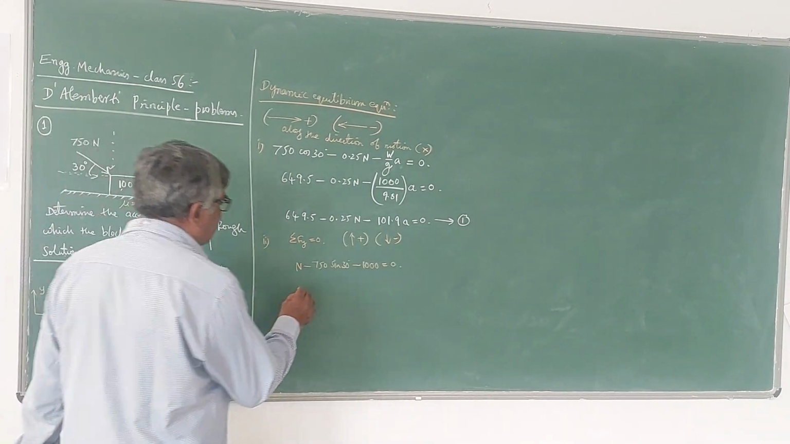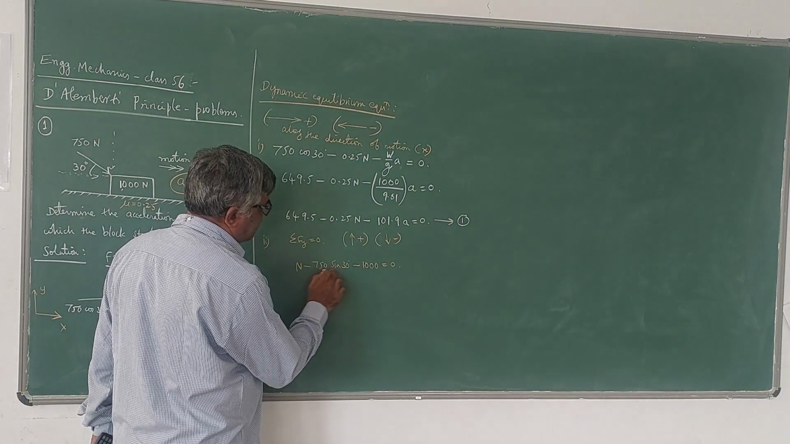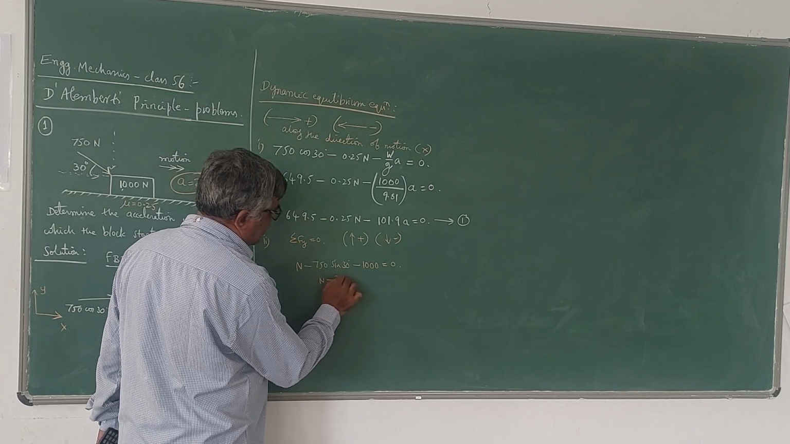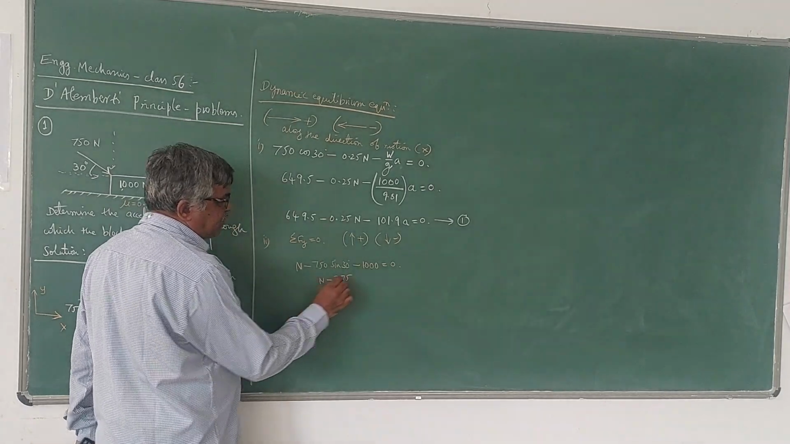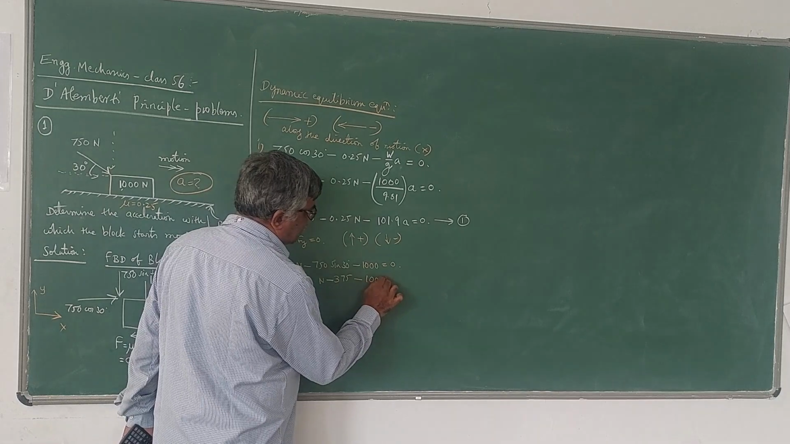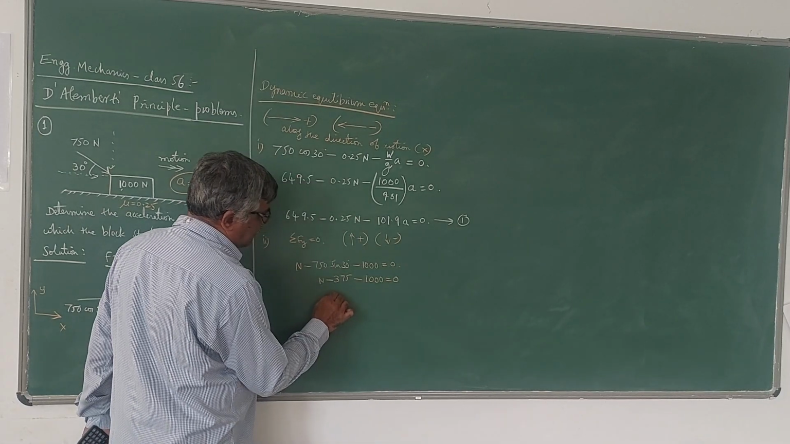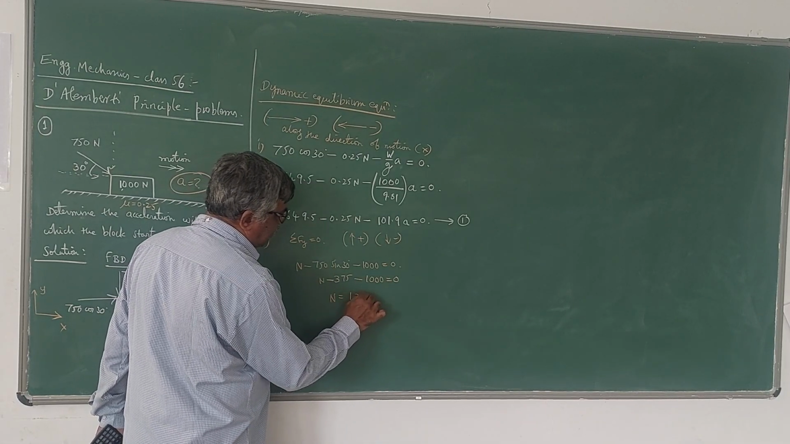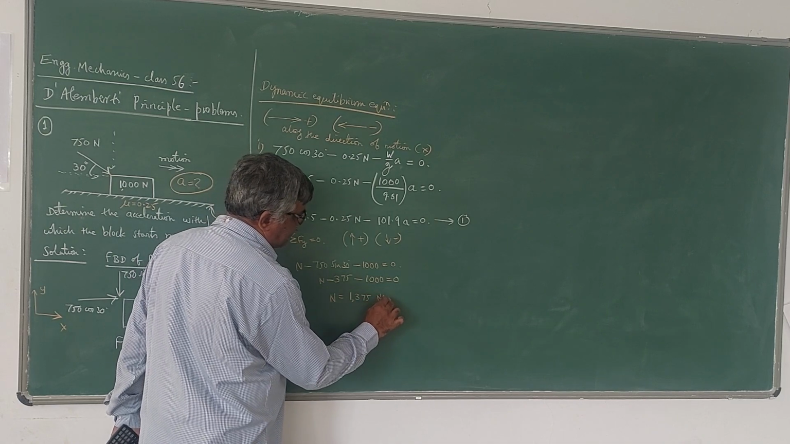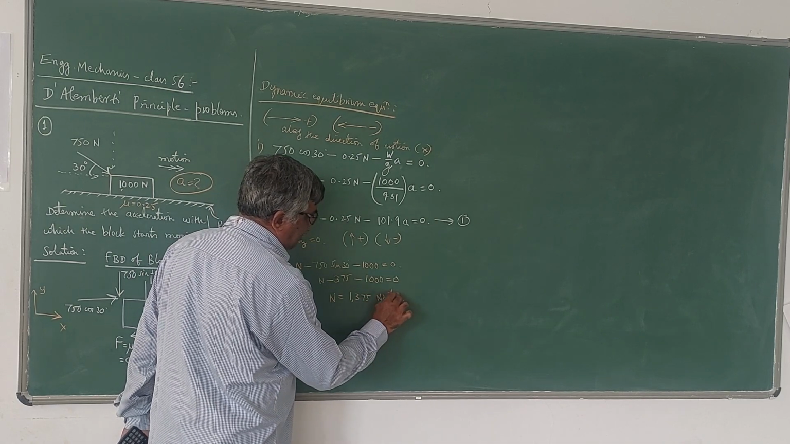This is the equilibrium equation in the y direction. Now if you simplify this, sin 30 is half. So half into 750 is 375, and N minus 375 minus 1000 is equal to 0, or N is equal to 1375 Newton. So this is the value of the normal reaction.